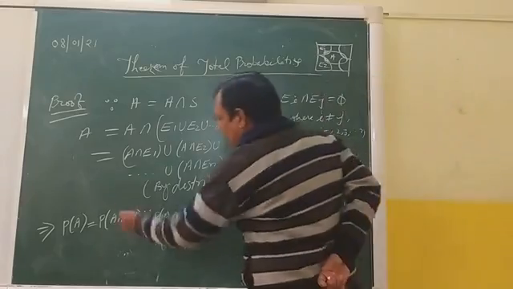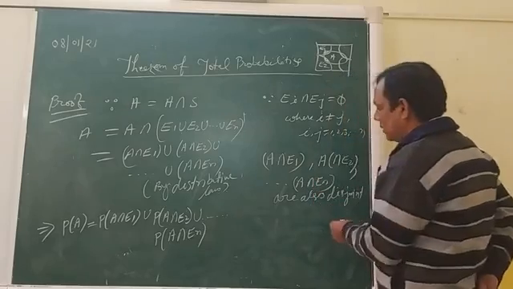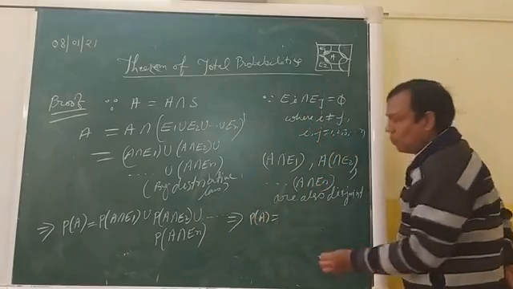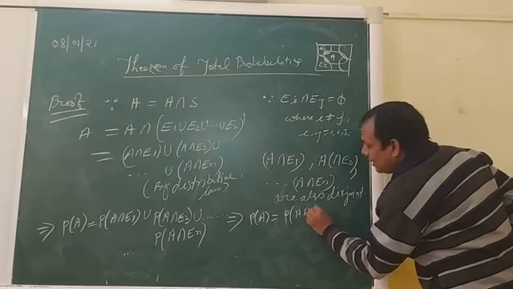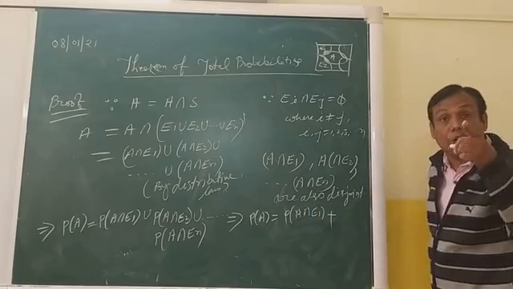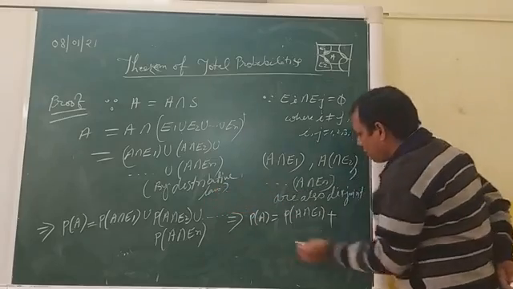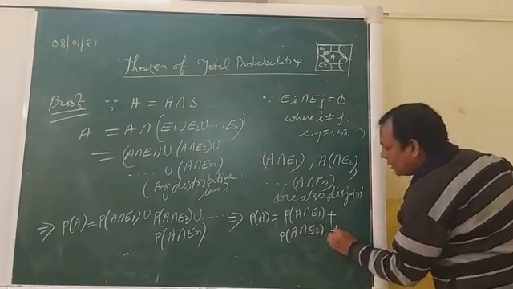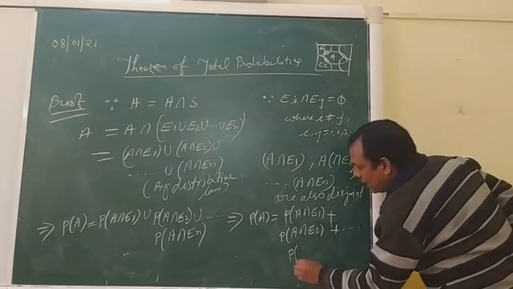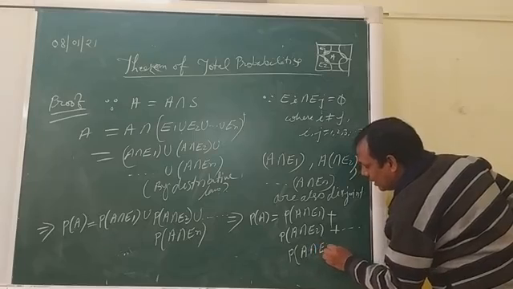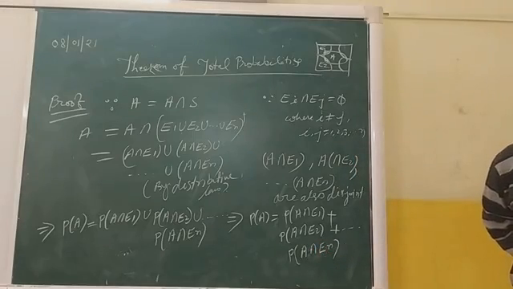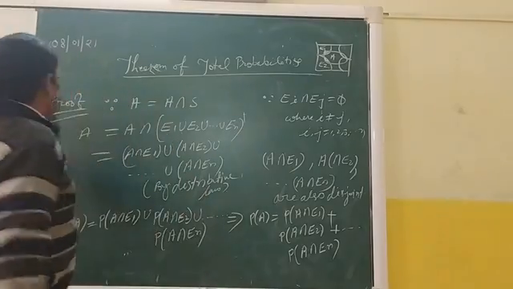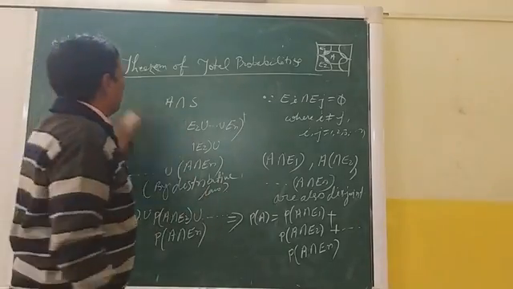So it means that after writing this, this PA will be equal to P of A intersection E1 plus, we will take the sign of plus in place of union, P of A intersection E2 plus, and so on, plus P of A intersection En. Clear? Any confusion? No, sir. No confusion is there. Have you noted? Okay.